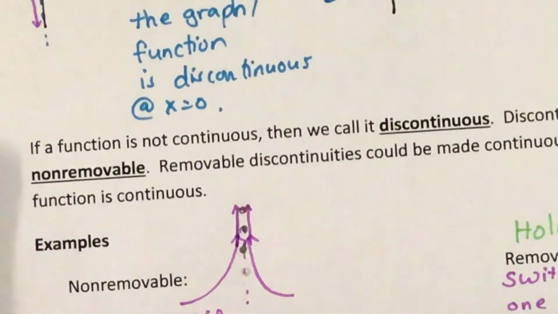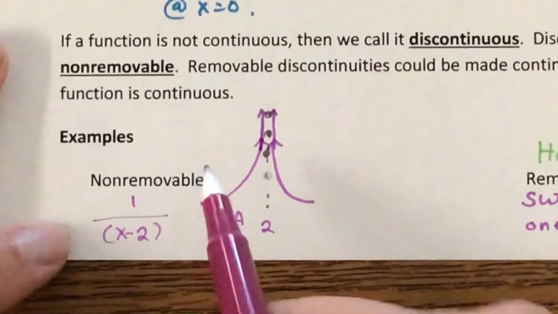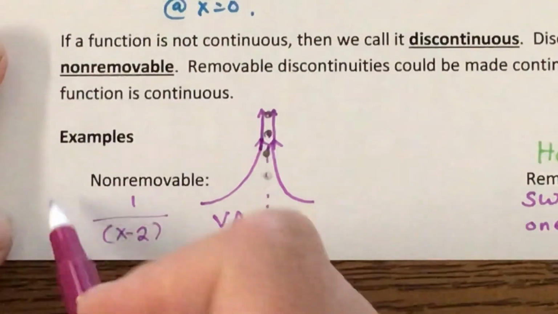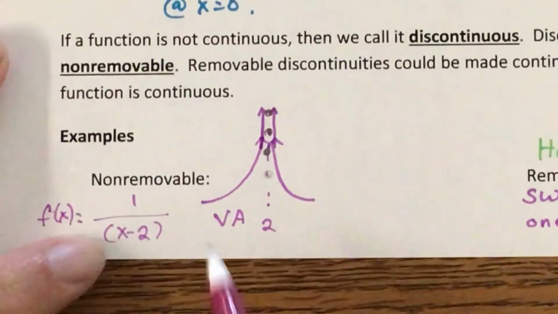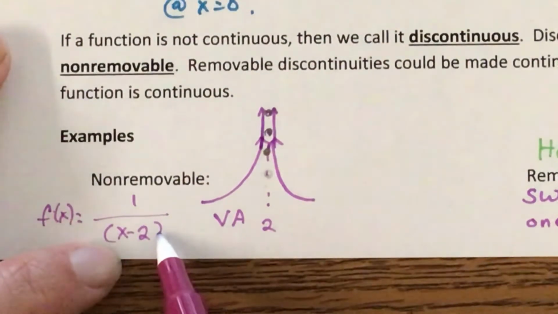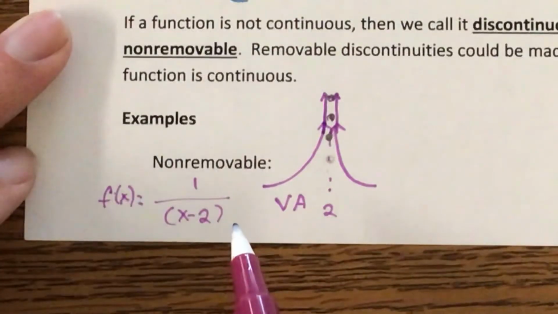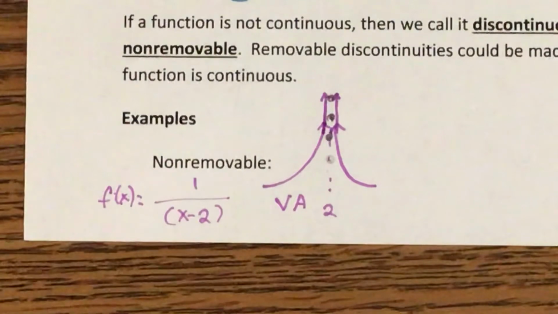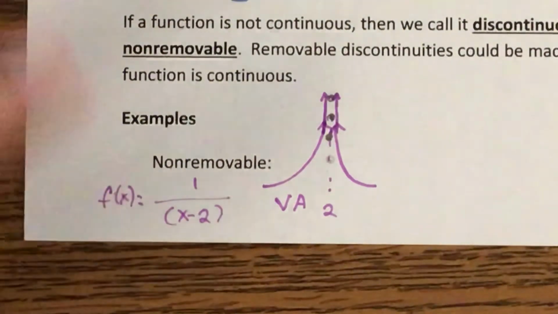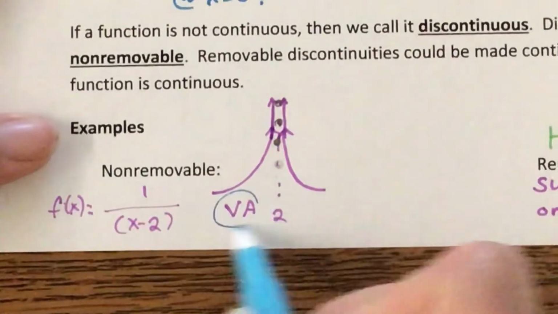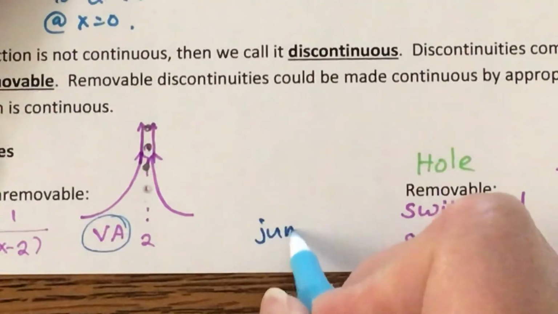Okay. Also, if you have a fraction for your actual function, let's say this is at x equals 2. If you have an actual function, this is like f of x, a non-removable discontinuity would have something that cannot be canceled, like x minus 2 could not be canceled because there's nothing to match it on the top. Okay. The other option is a jump discontinuity. So vertical asymptotes or jumps.